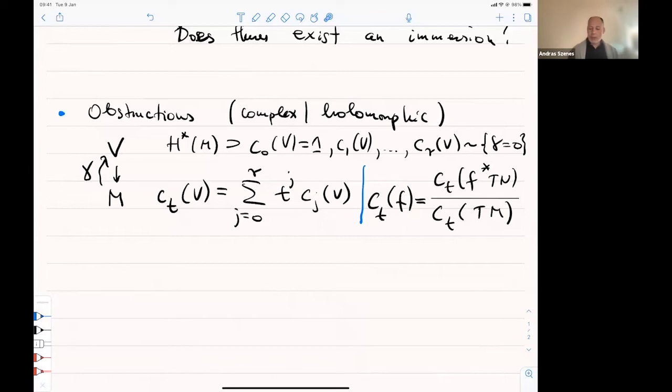So let me give you the answer to the question of obstructions to the existence of immersions, or a partial answer at least, and this is the following. It's a theorem. We can call this the Theorem of Porteous.